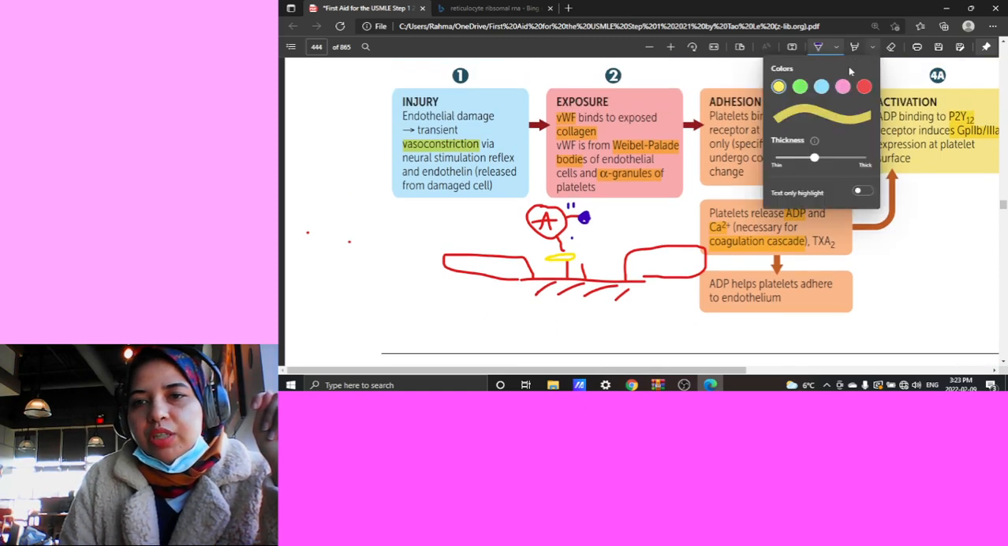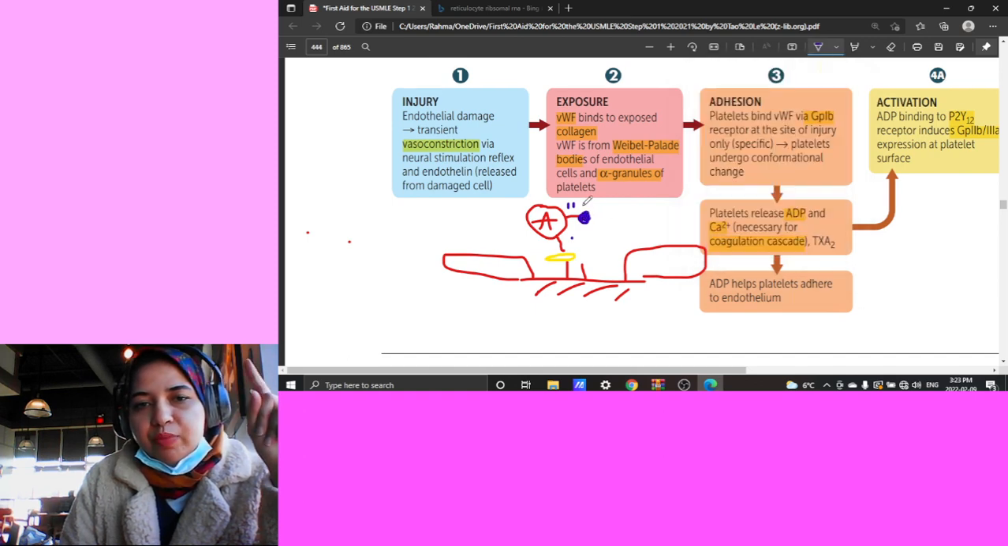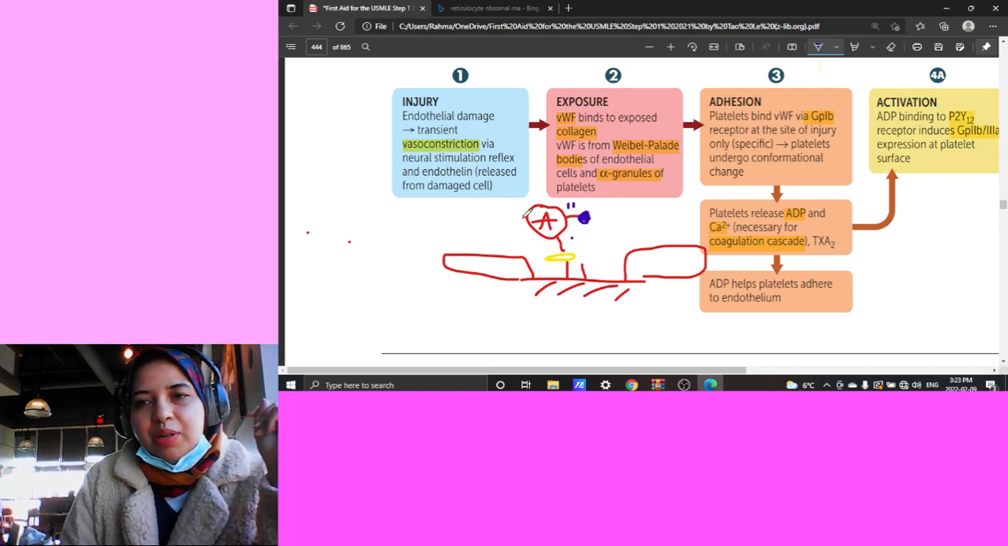So you have fibrinogen, which is going to bind. So we have fibrinogen here, which is going to bind GP2B3A, which was induced by P2Y12, which was induced by ADP. Right? And that ADP was induced by von Willebrand factor binding to GP1A. That's the way to think about this.